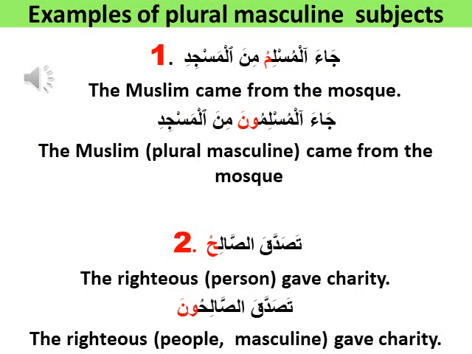Here are a few examples of plural masculine subjects. جاء المسلم من المسجد. In singular form, المسلم ends with a dammah. However, in plural form, we added una to the end of the subject. جاء المسلمون من المسجد.